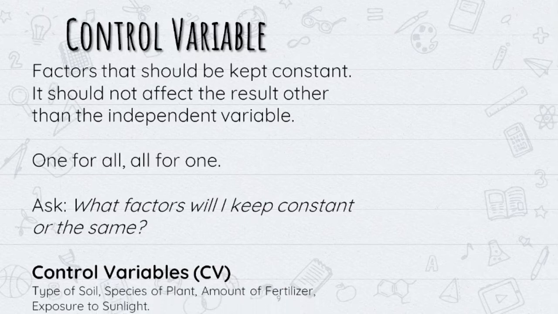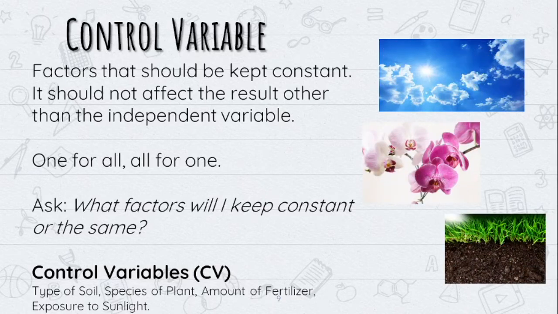It can be the type of soil, the species of the plant, the amount of fertilizer, and exposure to sunlight. In short, control variables can be more than one, and these are the factors that we want to remain the same for all experimental setups. We need to make sure that it is only the type of fertilizer that will affect the plant height, and not the type of soil, the species of plant, the amount of fertilizer, and the exposure to sunlight. Therefore, these are the factors that should be the same for all.